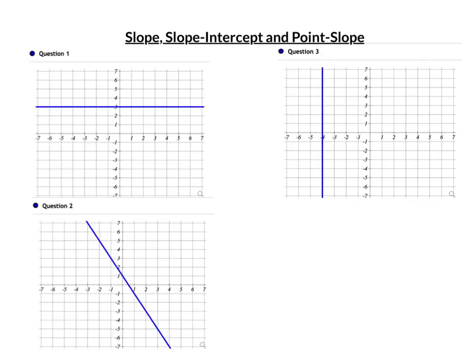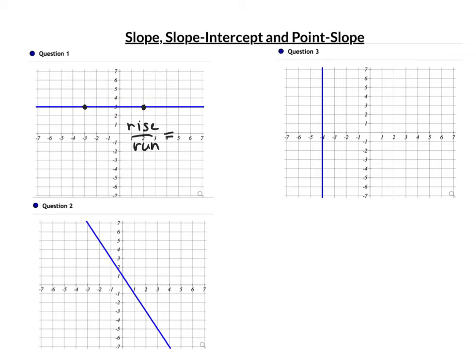Here's some questions from your assignment. In questions 1, 2, and 3, you're supposed to find the slope. To find the slope, the normal process is to pick 2 points on the line. Any 2 at all will work, and count the rise over the run.